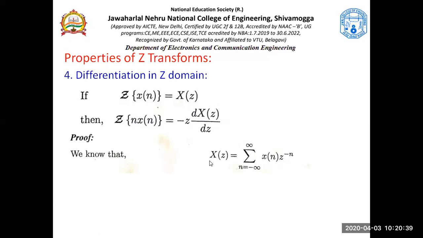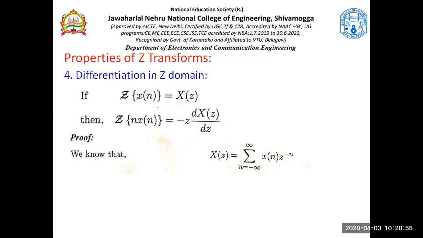X of z is given by this. Yes or no? Now I want this differentiation in z domain. That means you need to be differentiating this equation with respect to z. Everybody is okay with that?